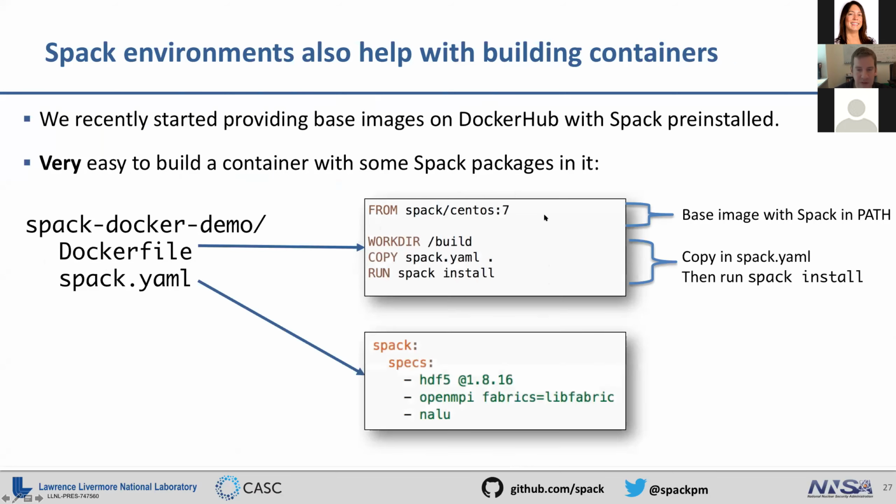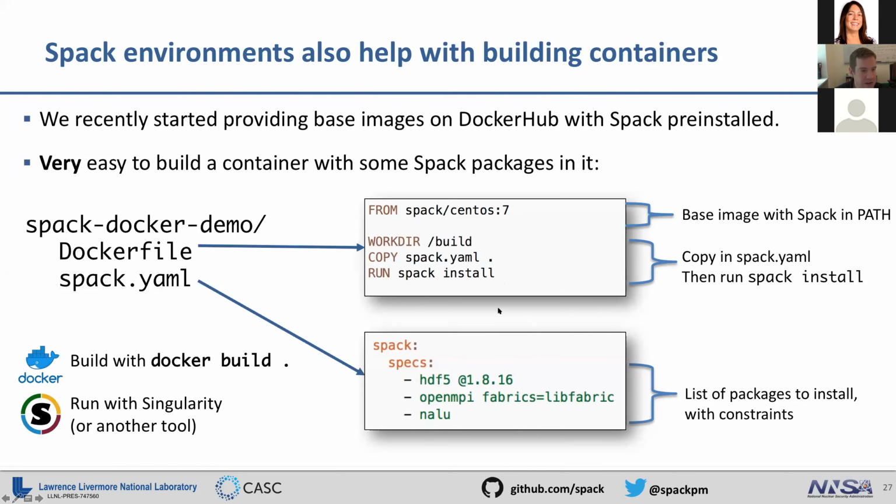The spack.yaml file, like I said, can just have a list of specs that you want to install. So you can have HDF5, OpenMPI, Fabric, SQL Fabric, or Nalu in there. And that makes it very easy. You don't have to write a bunch of commands up here to install everything and get Spack cloned. You can just use one of our base images from Docker Hub, and then you can run spack install in your container. And so we're hoping this will help people build things like Singularity images, where you would just build this thing with Docker build and then run with Singularity or some other tool.